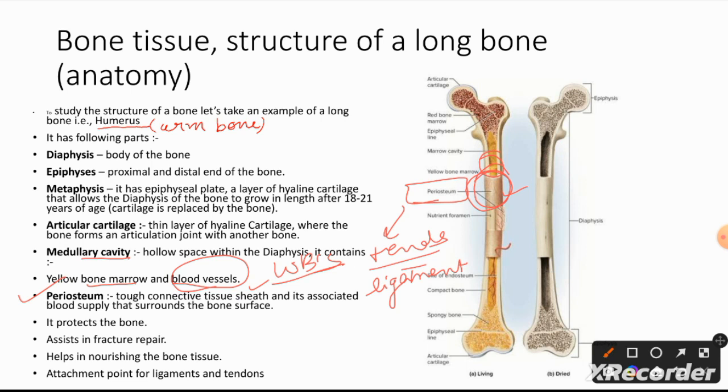surface, and it will protect the bone, and it will assist in fracture repair, and it will help in nourishing the bone tissue, as it will supply blood, and blood consists of different types of nutrients and will exchange carbon dioxide and oxygen within the bone tissue. It is also an attachment point for ligaments and tendons.